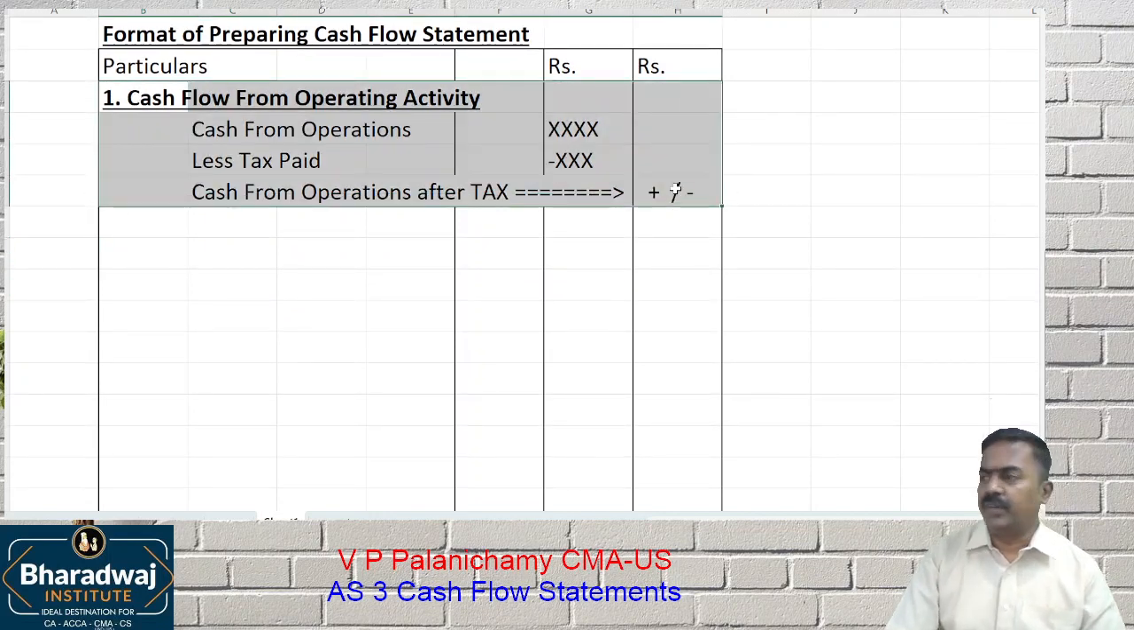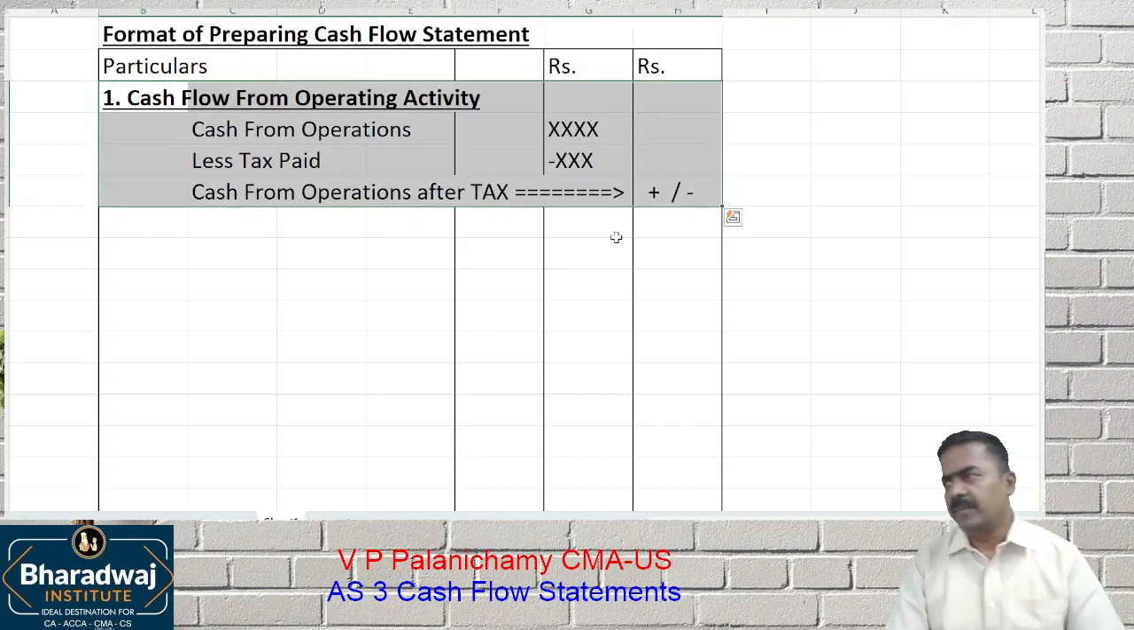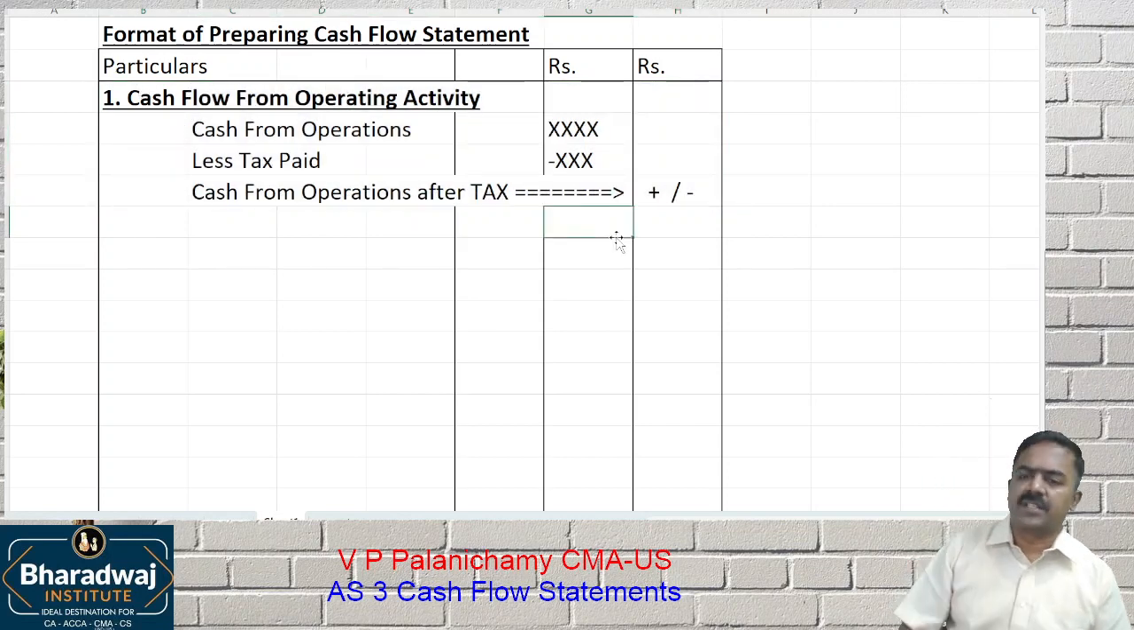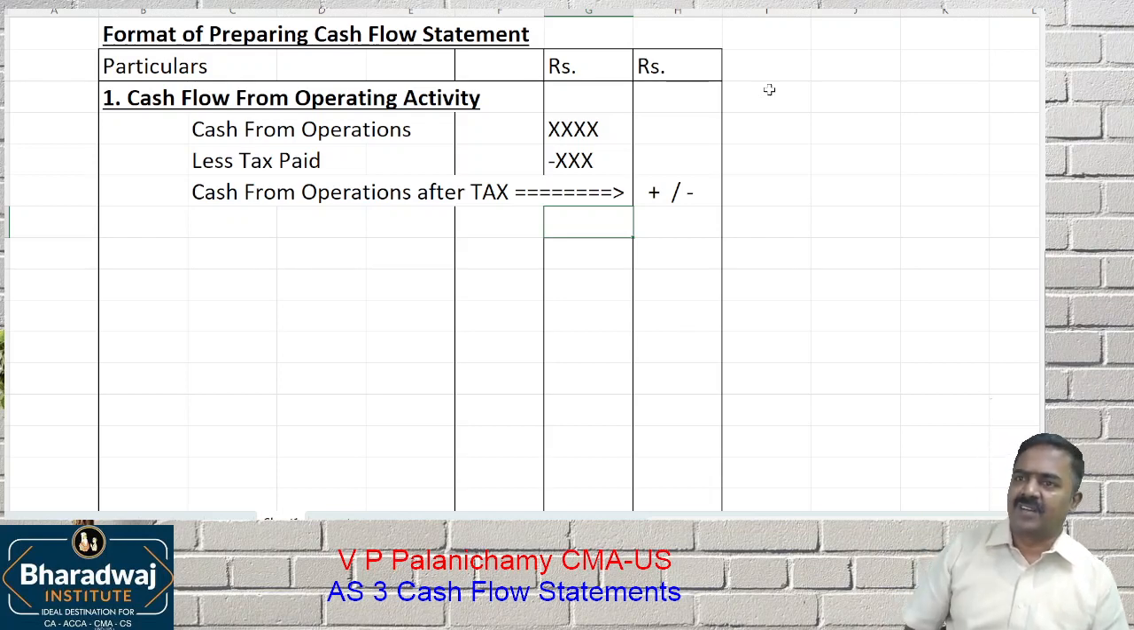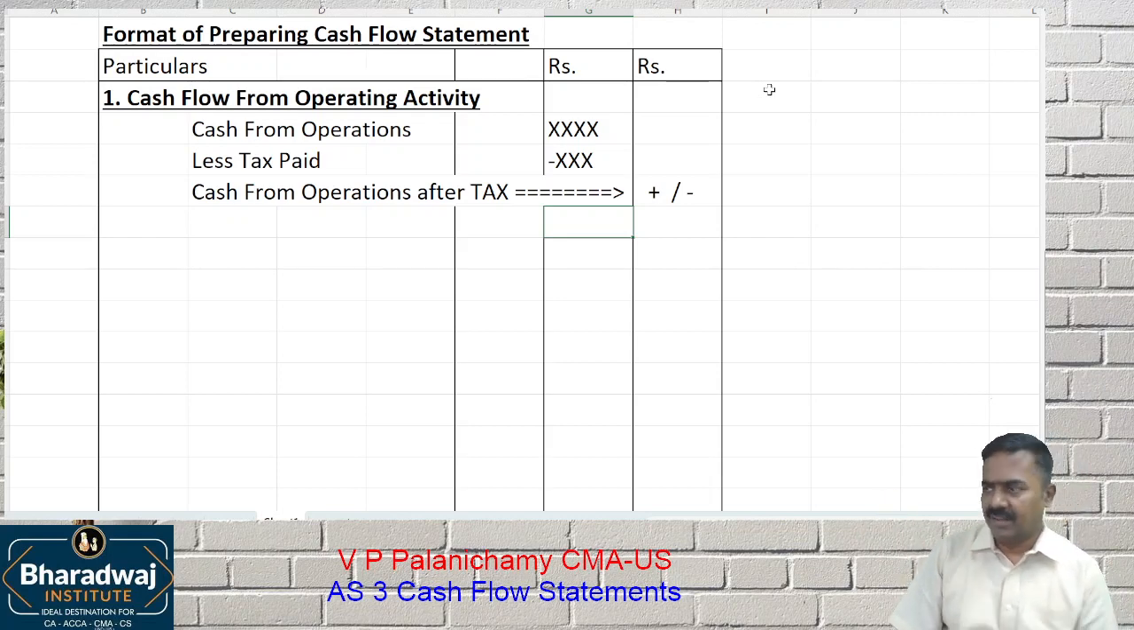This we have to learn separately: how to find out cash from operating activity. There are 2 methods of learning: one is the direct method, another one is the indirect method. Both we will learn. 90% of our time we will be spending in learning cash from operating activity.